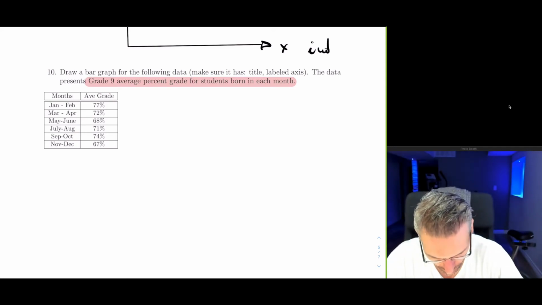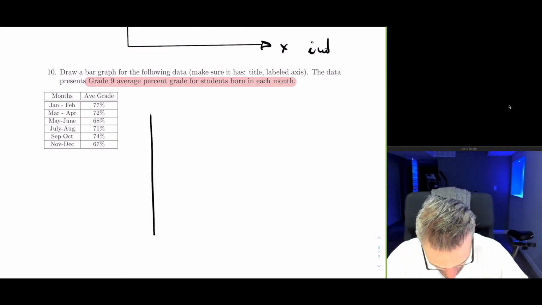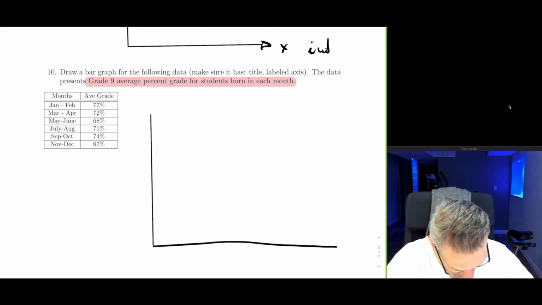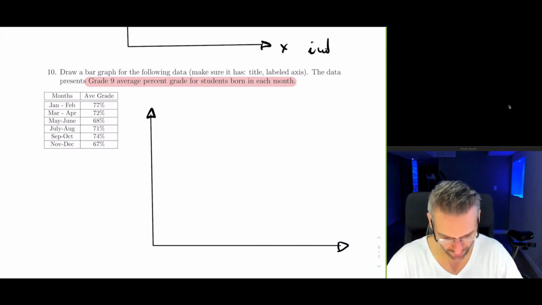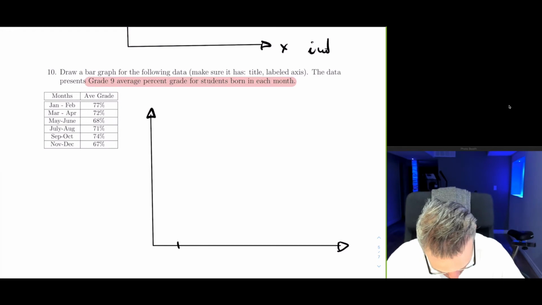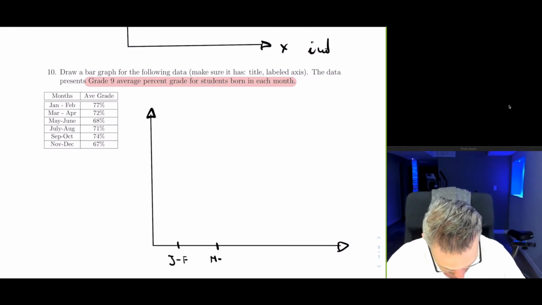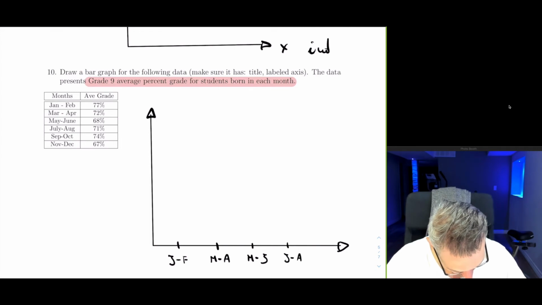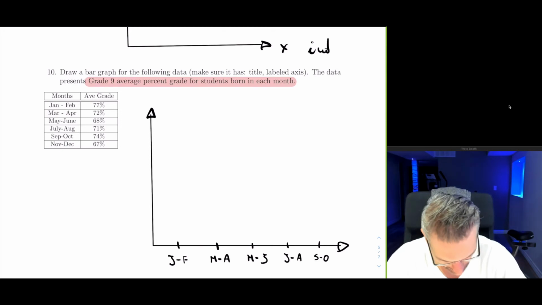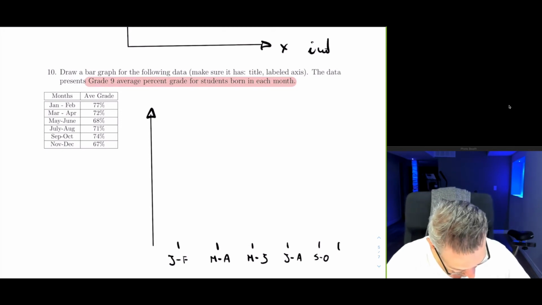And then for your bar graph, we're going to draw this out in here. So our dependent and independent. Let's say January, February, just for the sake of ease here. So I'm going to say January, February, then March, April. Then it would be May, June. July, August. All right, September, October. And here I'm going to have to make this a little bit bigger.